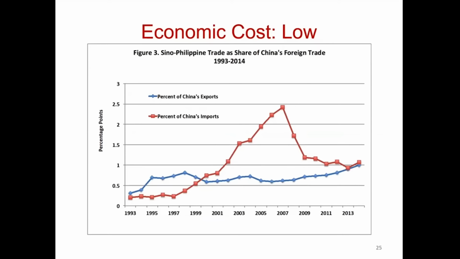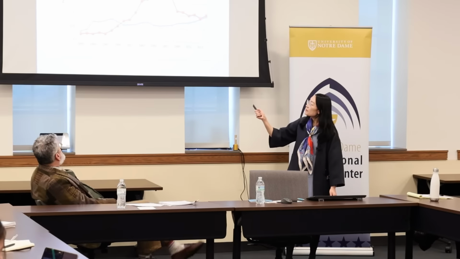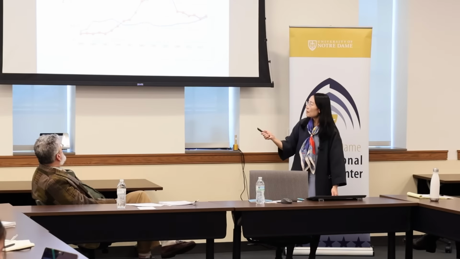But in contrast, the economic cost of coercion to the target state, which is the Philippines, was low. If we look at figure 3, which tracks Sino-Philippine trade as a share of total Chinese foreign trade from 1993 to 2014, the red line is China's imports from the Philippines, and the blue line is exports to the Philippines. You can see that Sino-Philippine trade constituted a very small amount of overall Chinese foreign trade. At best, maybe about 2.5% or so, but most of the time it stays below 1%.